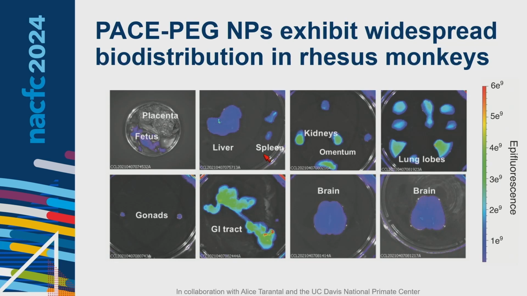What's more exciting to us, though, is this PACE-PEG data. Again, apologies for the sensitive image here, but you can see that there's much more widespread distribution. Also importantly, we don't see a signal in the placenta, right? And the same was true for the PLGA. Here we have reduced signal in the liver and the spleen, but a nice signal in the GI tract, kidneys, and the lung, which we're really excited about.